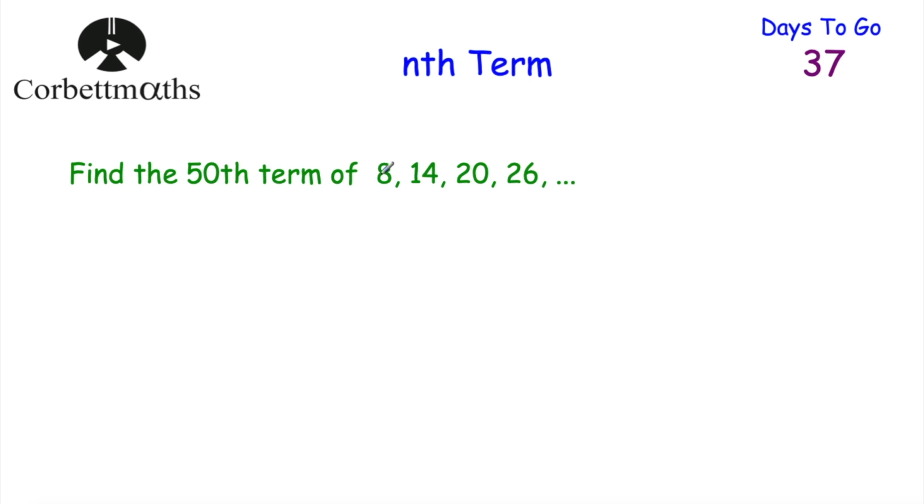Okay, so in terms of the nth term, we're going up by 6, up 6, up 6. So 6, 12, 18, 24, and that's 6n. Now to get from 6 to 8, we add 2. To get from 12 to 14, we add 2, and so on. So the nth term of this sequence, 8, 14, 20, and 26 would be 6n plus 2. That's the nth term of the sequence.